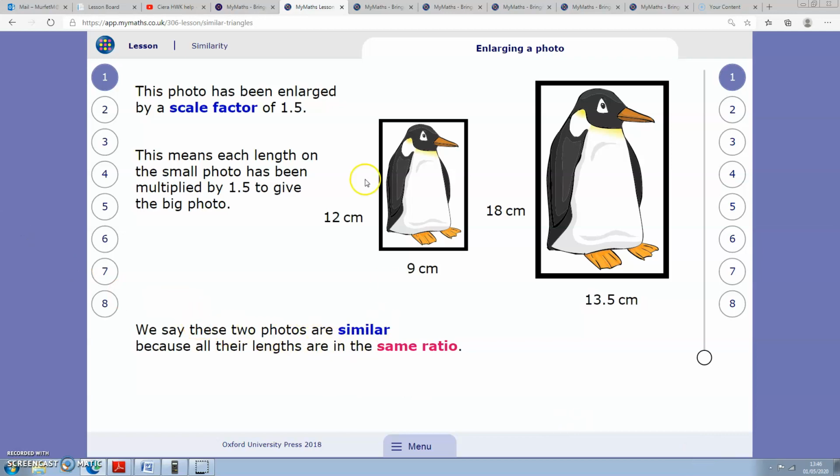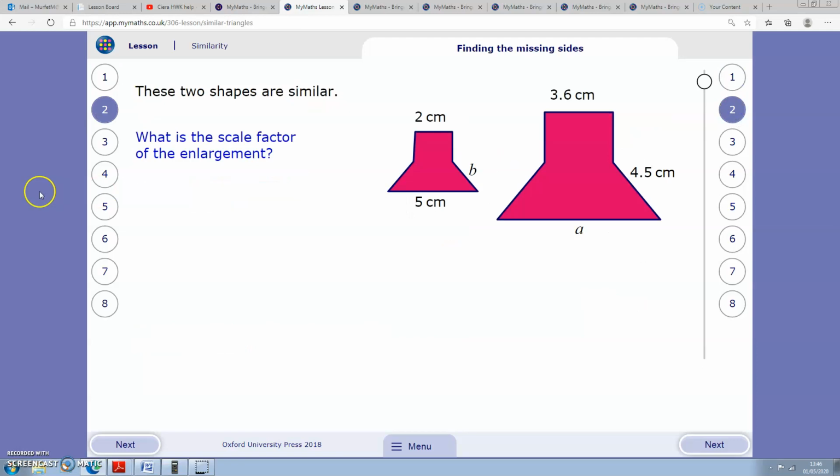We say these two photos are similar because they're in the same ratio. So the ratio of the height is equivalent to the ratio of the width. They've got the same scale factor that we've multiplied them by. They're not identical. They're not exactly the same size. That would be known as congruent, but these are similar. They're in the same ratio. So if we stretched it in the same ratio, it would be in a similar format. So these two shapes are similar.